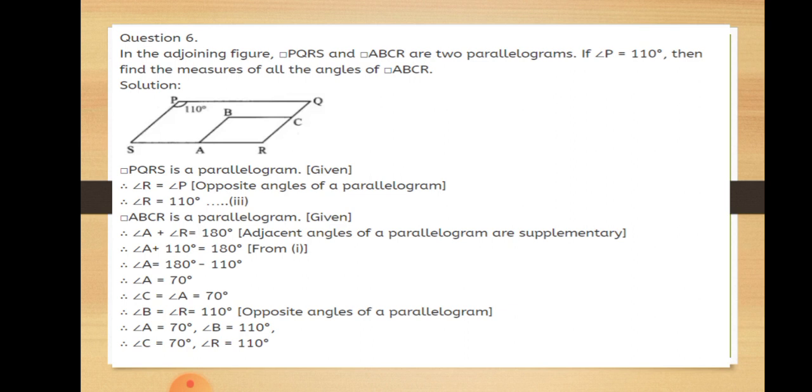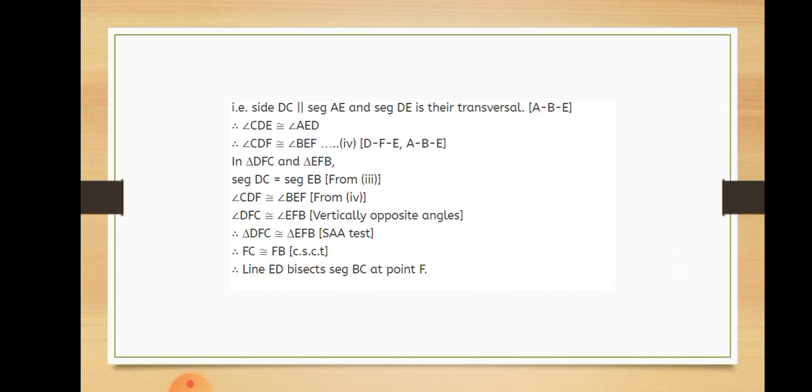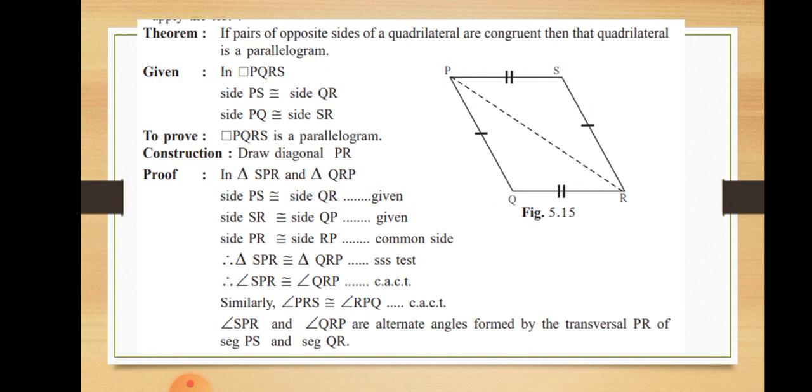Refer page number 63, theorem. Question number 7 is deleted from your syllabus. Now page number 63. The theorem is given, that is, if pairs of opposite sides of a quadrilateral are congruent, then that quadrilateral is a parallelogram. So here we have to show that this quadrilateral is a parallelogram. And what is the given thing?